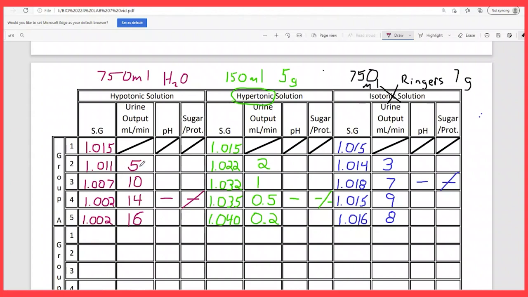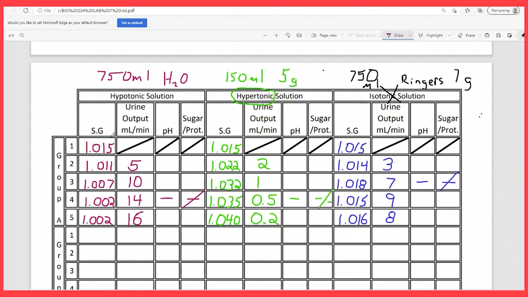So the first voiding was 5, then 10, 14, 16. This is fairly typical. We see an increase of very high urine output in mils per minute. 16 would be extremely high, but that's a very high urine output we'd have in this person because we've dumped a whole bunch of water right into them.